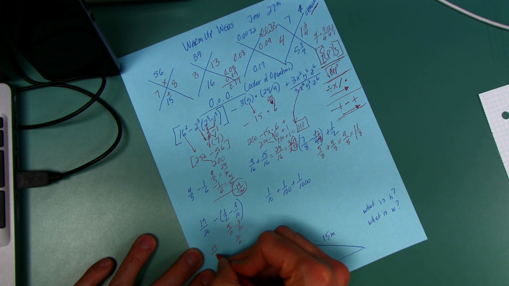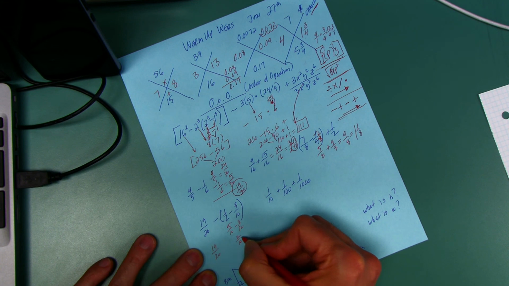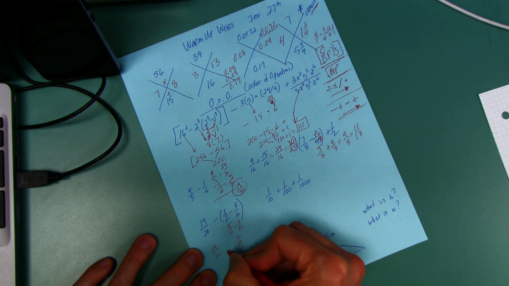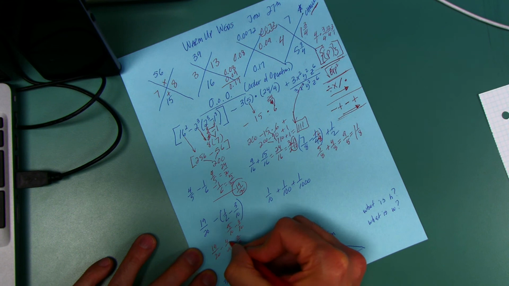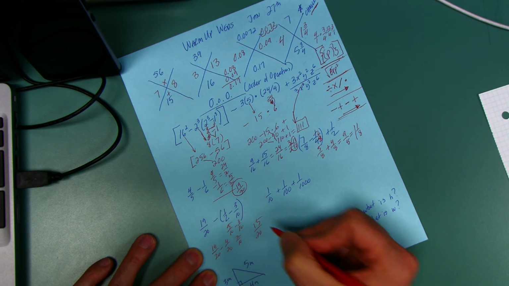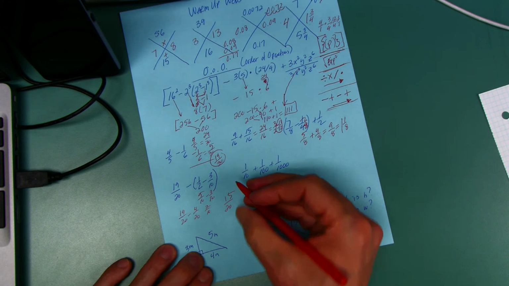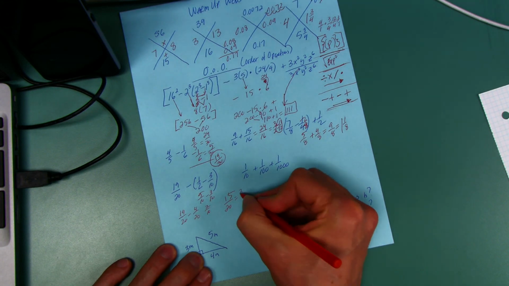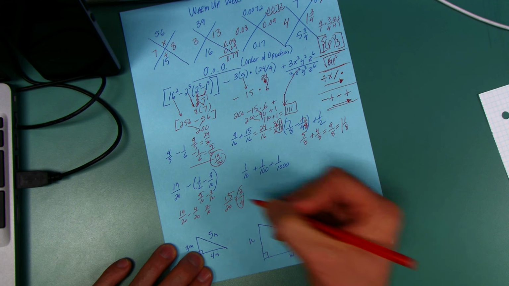19/20 minus 2/10. Let's change that to 20ths. Minus 4/20 equals 15/20. Can I simplify? I can. 5 goes into the top and bottom. This ends up being 3/4.